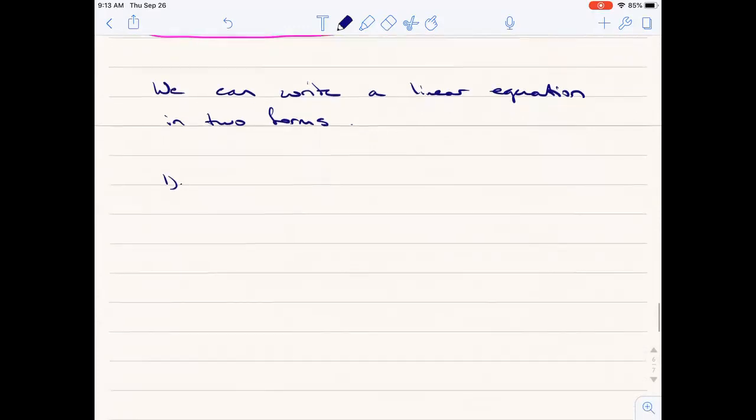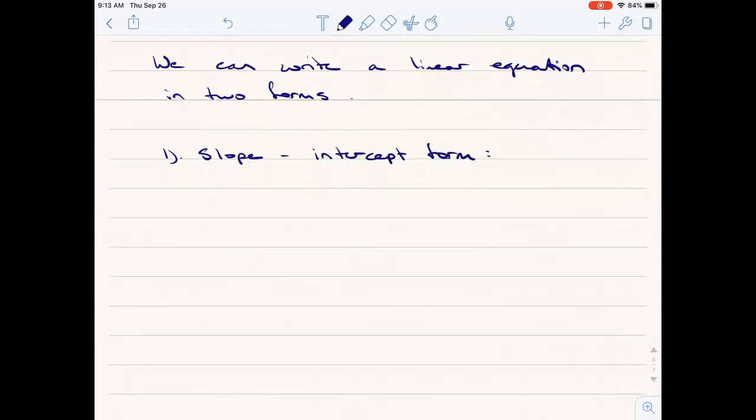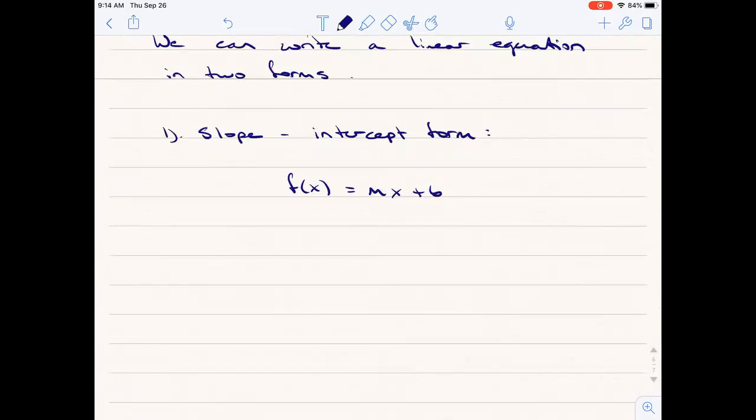The first one is in slope intercept form, which is f of x is mx plus b. We've seen that one before, right? So if we say slope intercept form, that's the form that we mean.